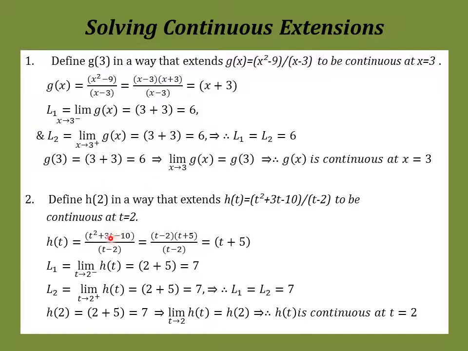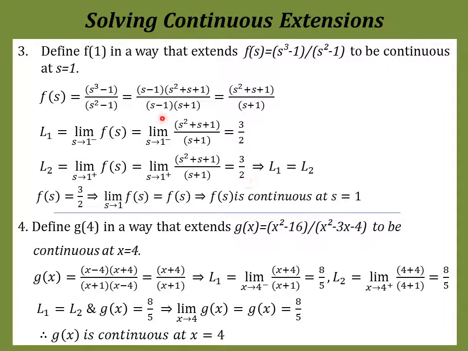So now, to check the continuity, we will take the limits left and right as h of t equal 2 plus 5 and 2 plus 5, the result is 7, they are equal. And then we will substitute it in the main function h of 2 equal 2 plus 5, and it is 7 also, so the limit equals the function at t equal 2, and then the function h is continuous at t equal 2.